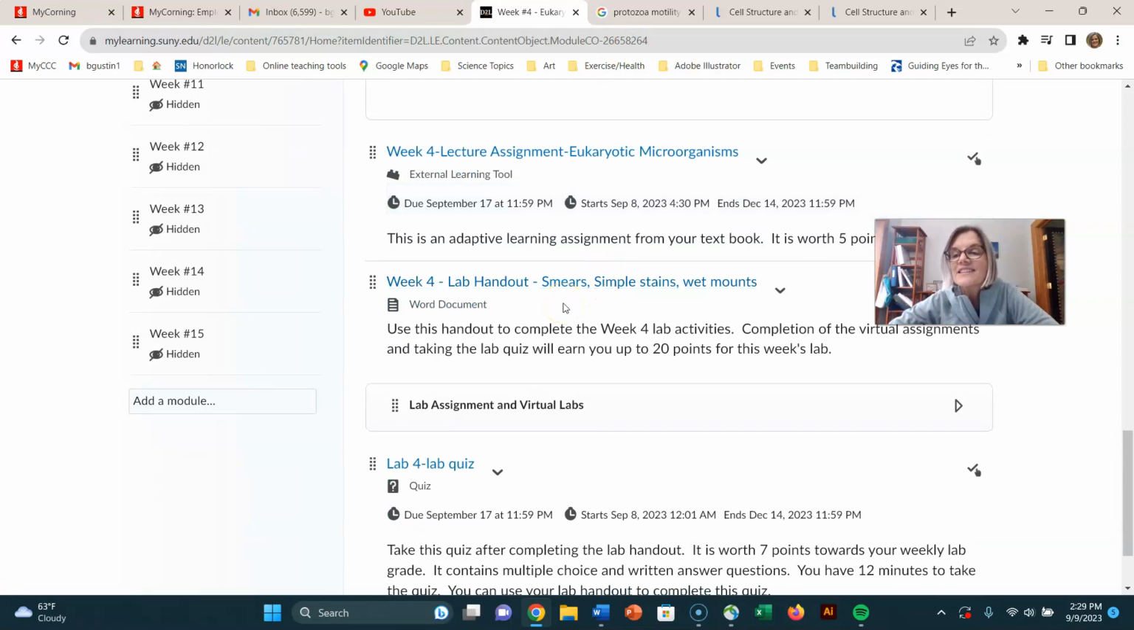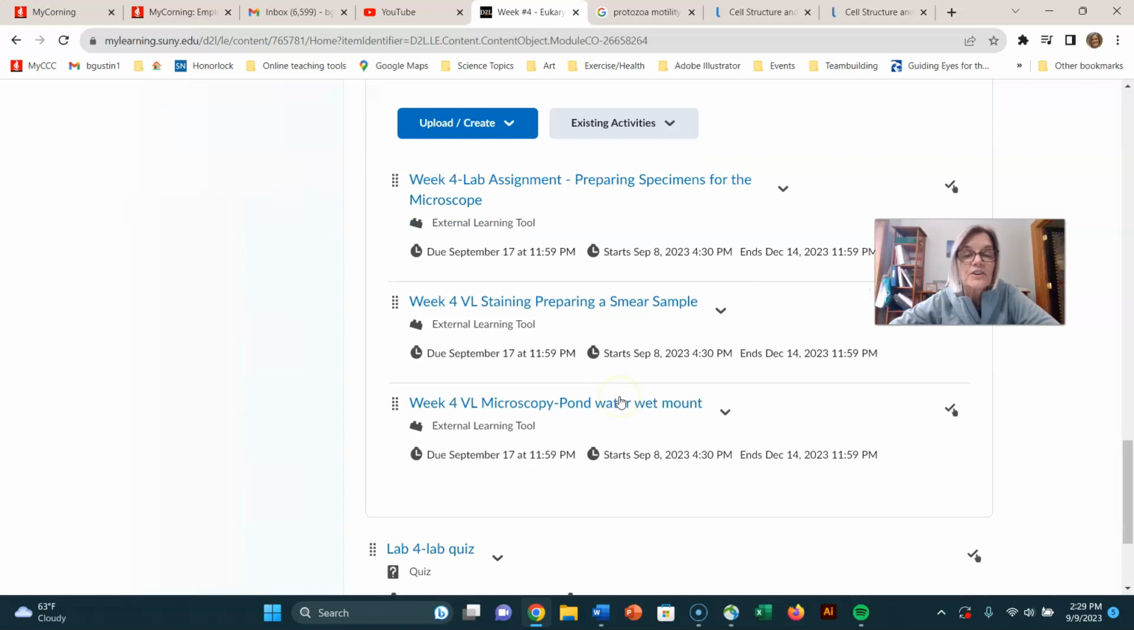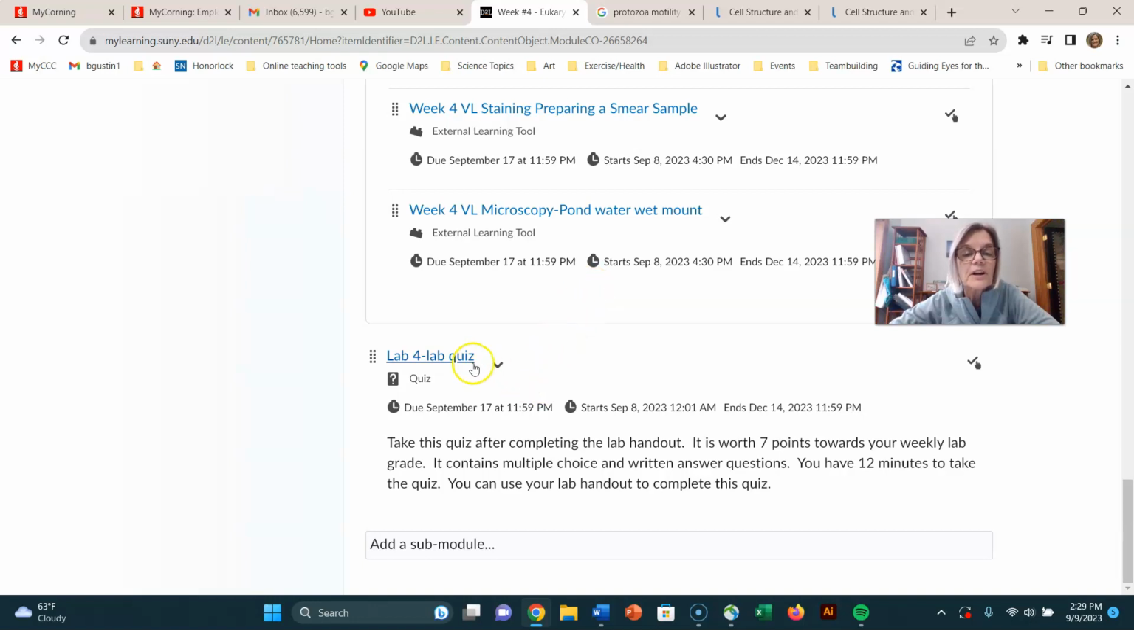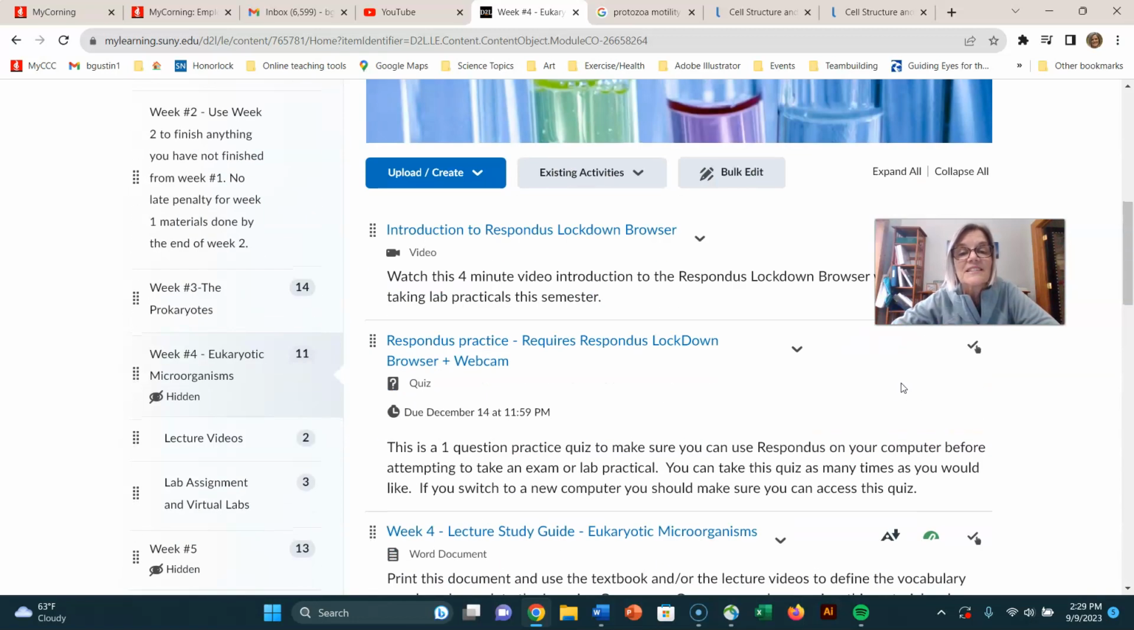Lab is, we're not doing eukaryotic microorganisms. We're still doing the basic smears, simple stains, wet mounts, some basic intro to microbiology things. And so there's a lab handout you can print out. There's your virtual labs. One of them is an adaptive learning lab assignment from the book. And then there's a lab quiz. So fill out your handout and do the lab quiz. And that's it.